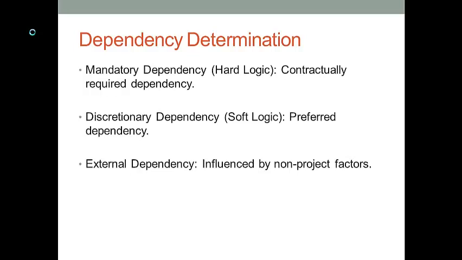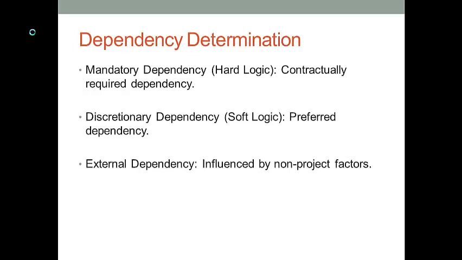Another factor we need to look at is the dependency between two activities. There are three types of dependencies: mandatory dependency, discretionary dependency, and external dependency. If a mandatory dependency exists between two activities, then the start and finish order between the two activities must follow one of the sequential relationships we just talked about. There is no other way to start or finish the first activity and the second activity.